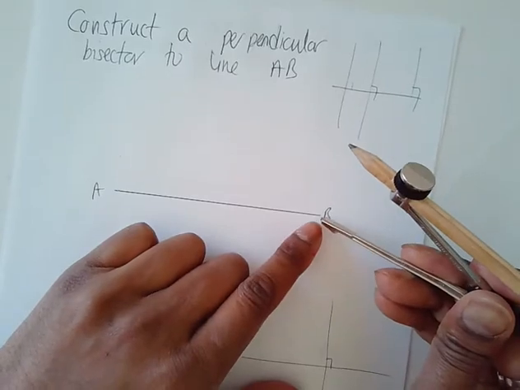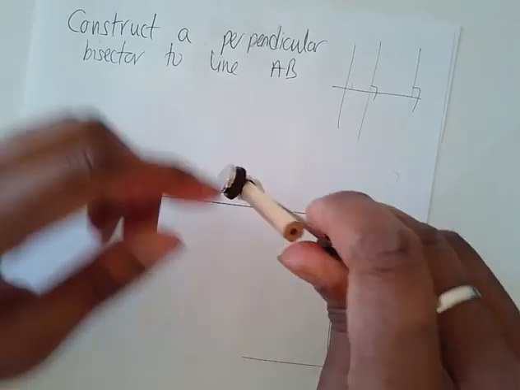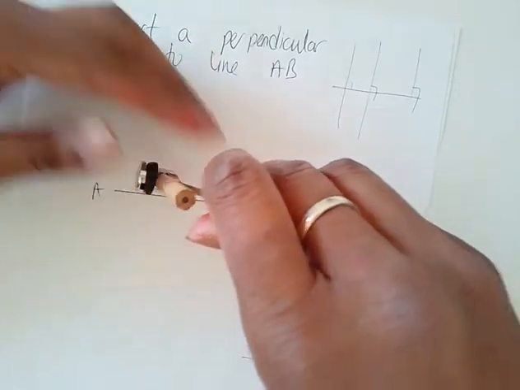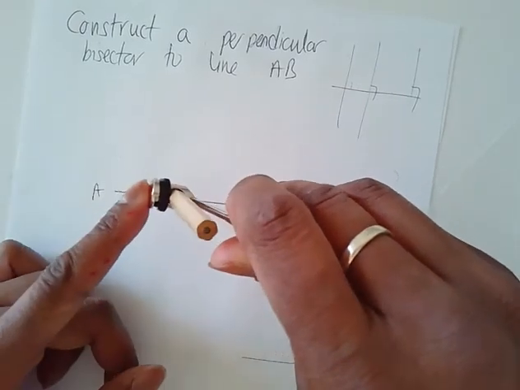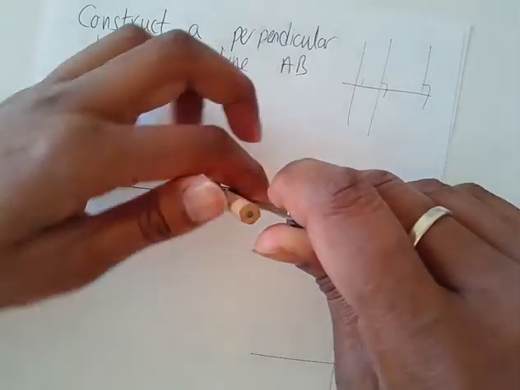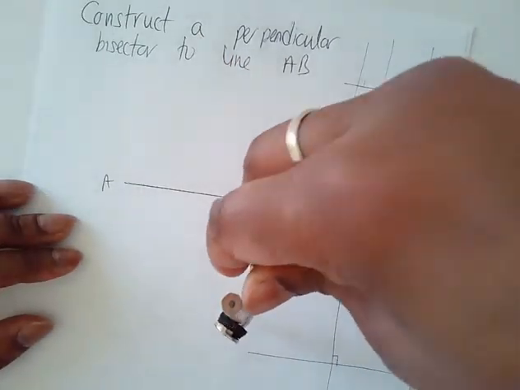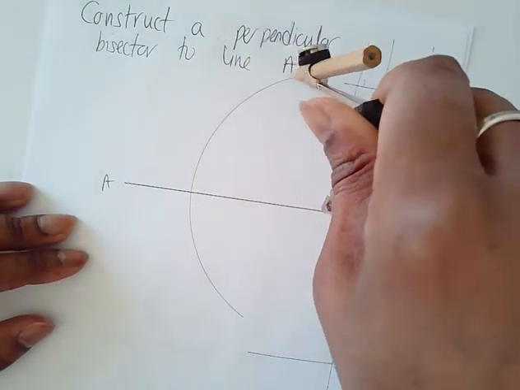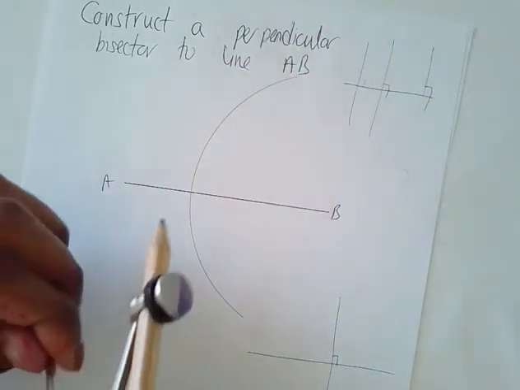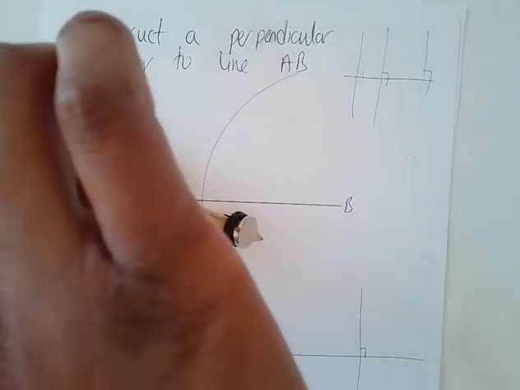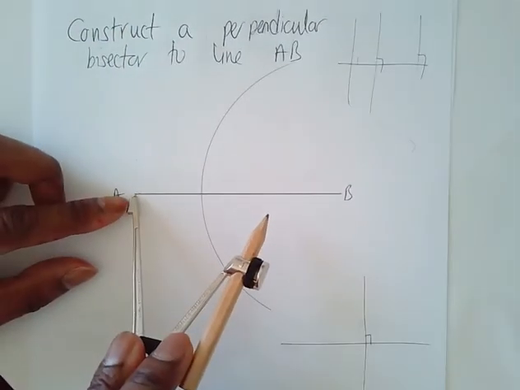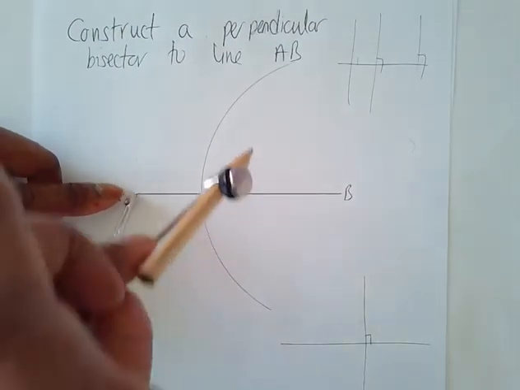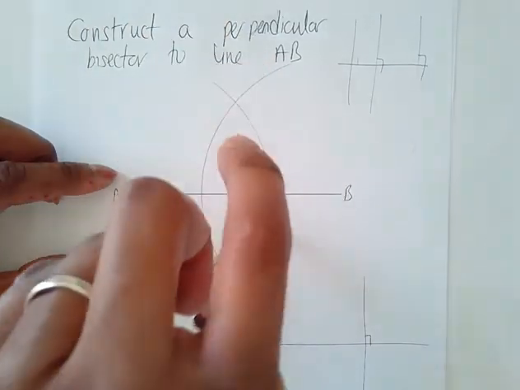Put the needle on one end of the line. Make sure it's more than halfway. It could be here, anywhere along here, but it's got to be more than halfway. And then draw an arc. Take the needle to the other end, put it on the other end, and then do the same thing.